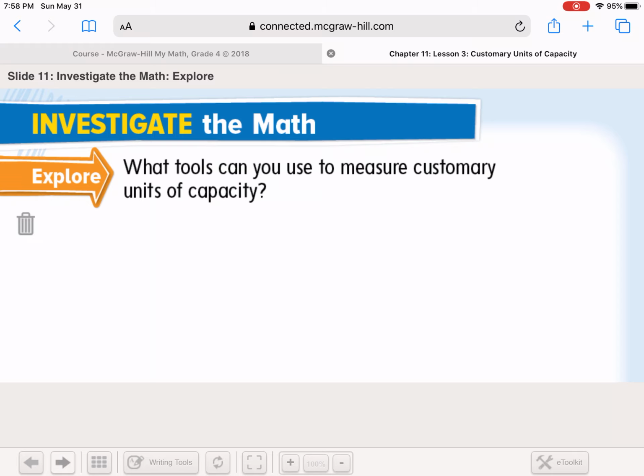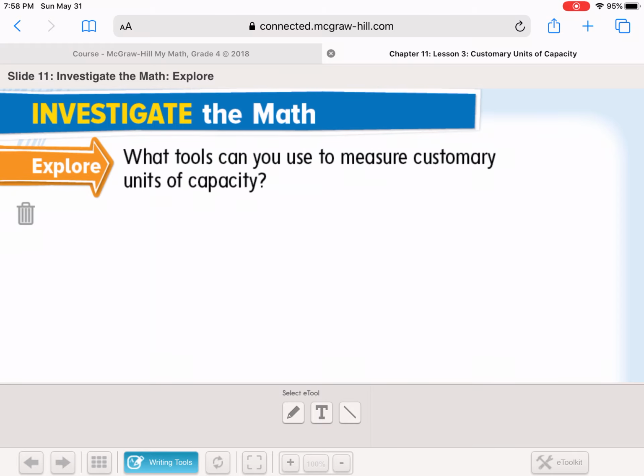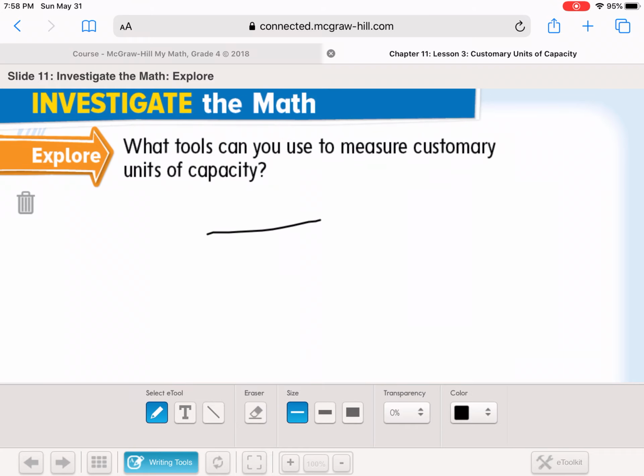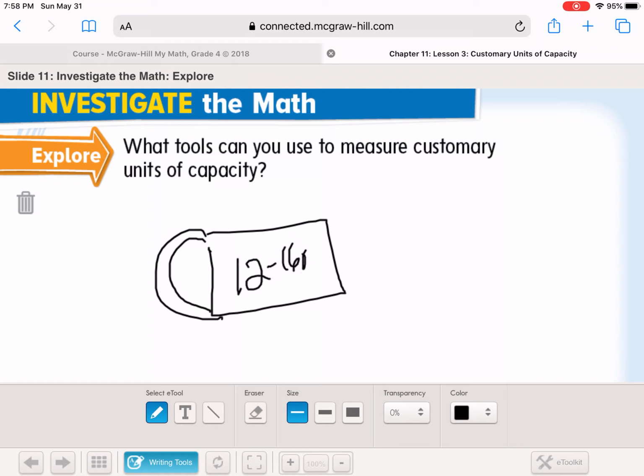Well, one thing that I use is, I'm going to try to draw it here. I do really bad drawings. So this is my coffee cup. I know that my coffee cup holds about 12 to 16 ounces. I also use a measuring cup a lot, because a measuring cup is exactly what it says. It measures for me how much of something I'm going to use.